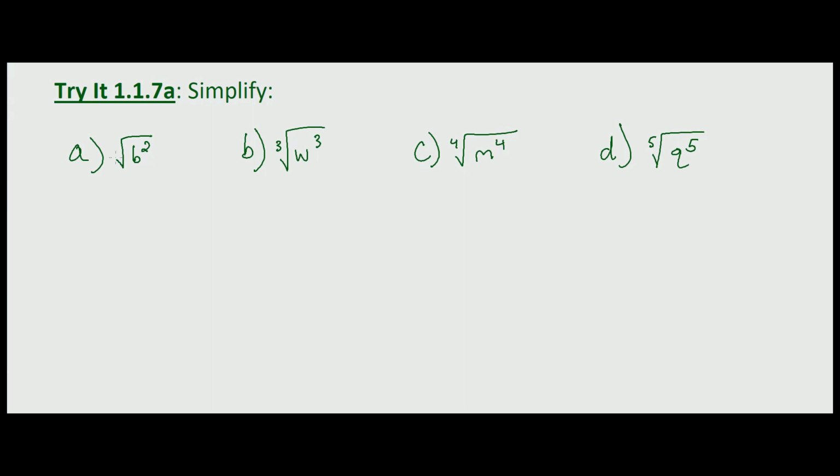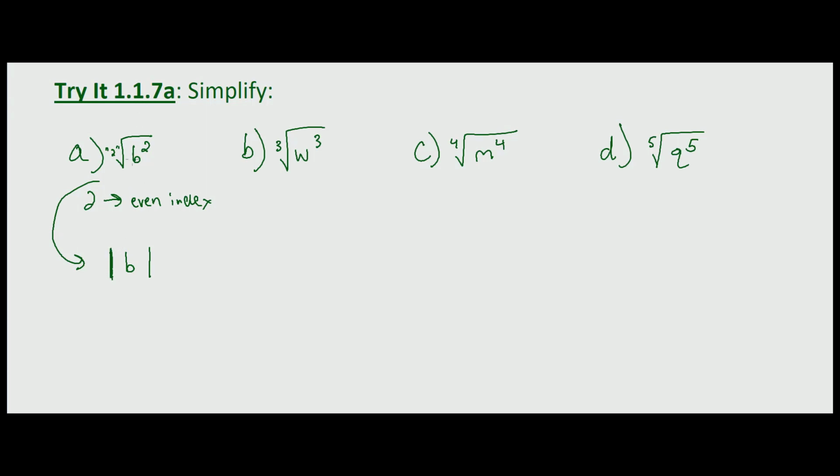So in this first problem, we're looking at the square root of b squared. Now remember, there's an invisible 2 out here. When there's no number for the index, it means that it's the square root. Well, 2 is even, so that's an even index, which means we need to use the absolute value. We're tempted to say that the square root of b squared is simply b, but instead, because 2 is an even index, we're taking the square root of something being squared, we have to say that the solution is the absolute value of b.